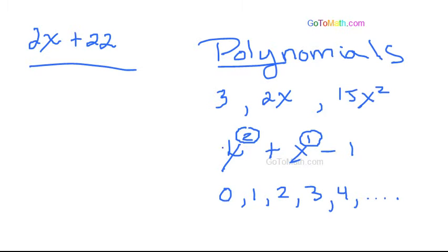Alright, and then the coefficient out here can actually be any real number. Like, for example, you could have the square root of 3 times x raised to the 4th power plus 3. Okay, that's a polynomial. Alright, but what's important here is that this power up here must be a whole number.